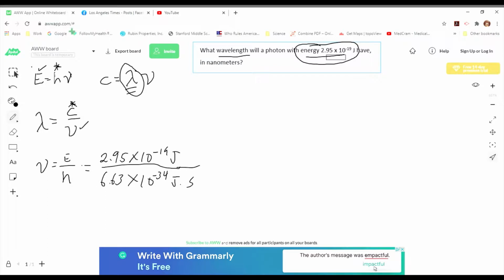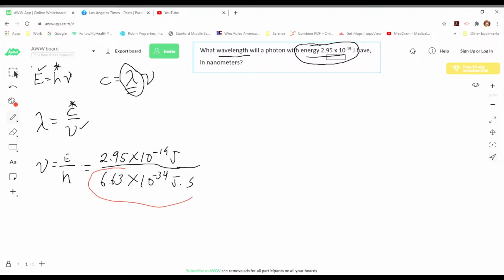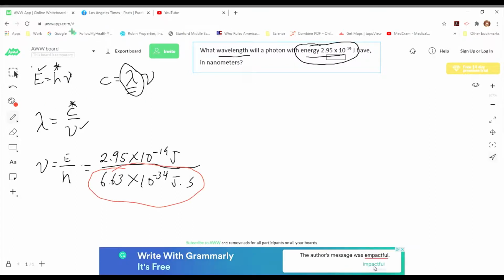Once again, I want to emphasize, this number down here is the same number we've been using over and over again. Every time there's an h, we use the same number. It's a constant. It's always the same number. Some people get all confused. They're like, well, how do I know what h is for this problem? It wasn't given to me. It is. Both h and c are always given to you.